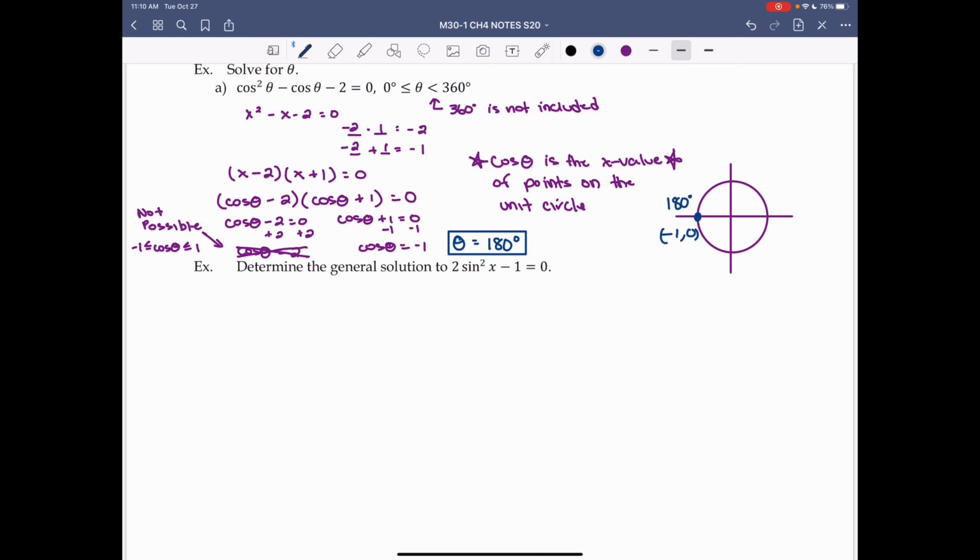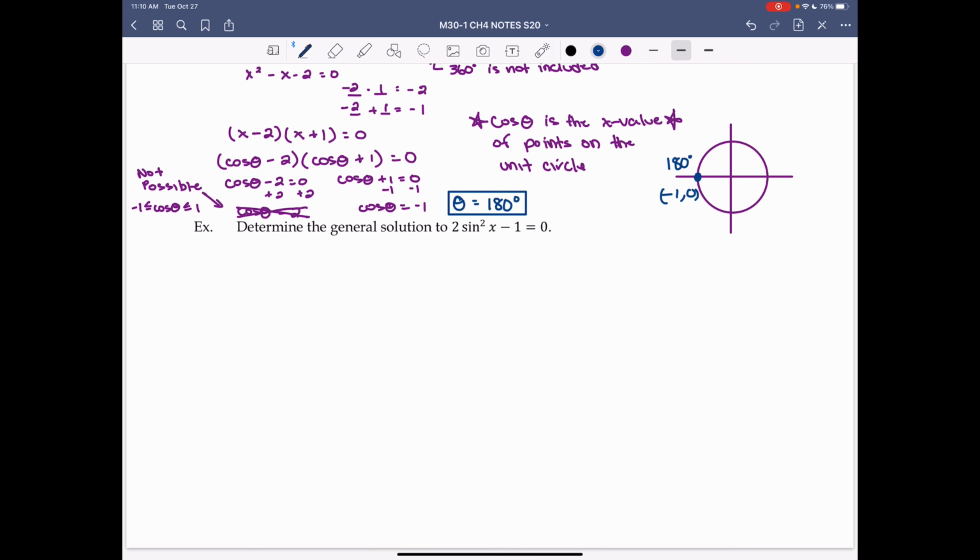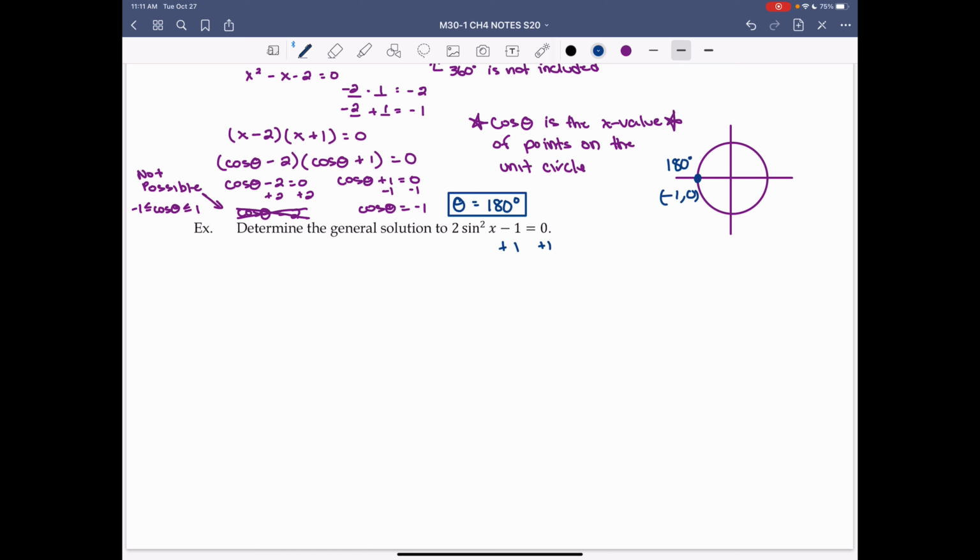Determine the general solution to 2 sine squared x minus 1 equals 0. I can't factor this equation because 2 is not a perfect square, so then we don't have a difference of squares, and there's no common factor. So instead I'm going to isolate the x by adding 1 to start. We get 2 sine squared x equals 1. Divide by 2.